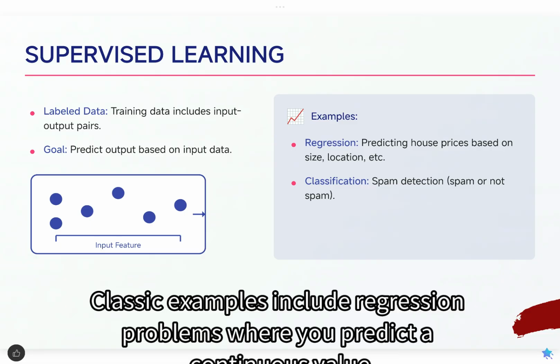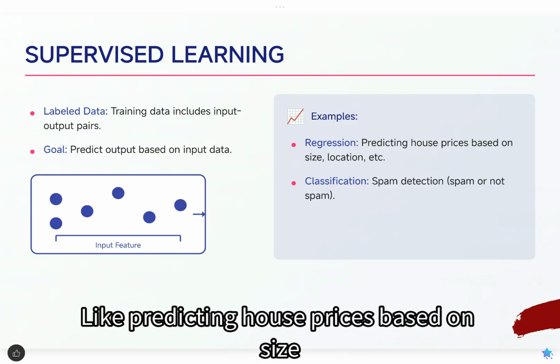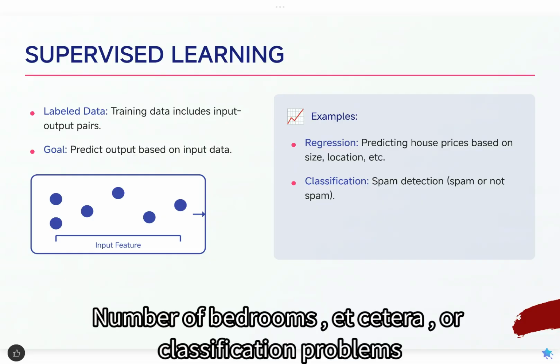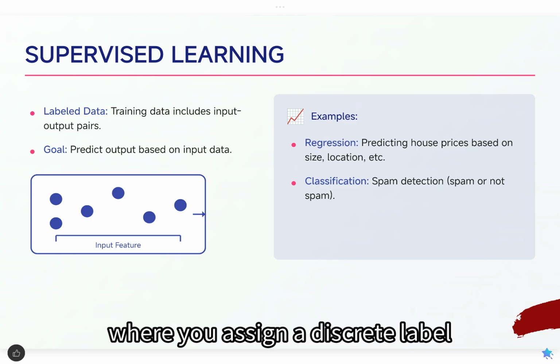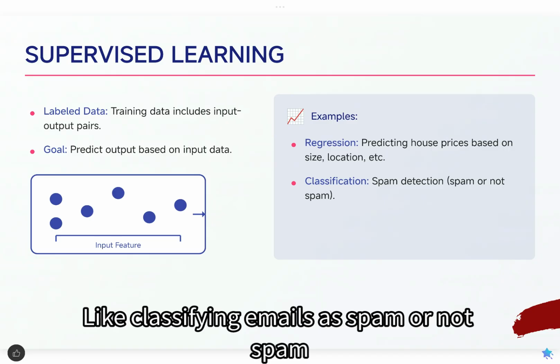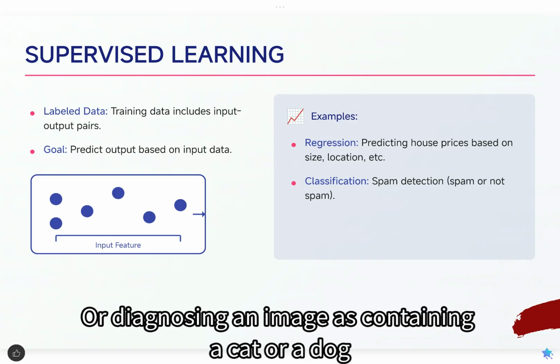Classic examples include regression problems, where you predict a continuous value like predicting house prices based on size, location, number of bedrooms, etc., or classification problems, where you assign a discrete label, like classifying emails as spam or not spam, or diagnosing an image as containing a cat or a dog.